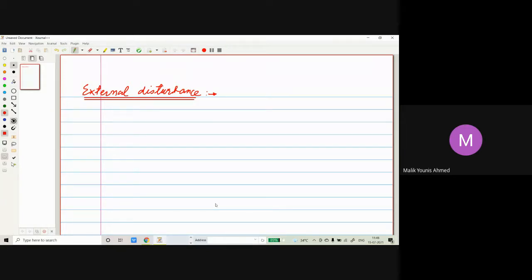External disturbances arise outside the plant. They will arise outside the plant, and the disturbance will go as an input to the plant. They can only be controlled by a feedback controller.